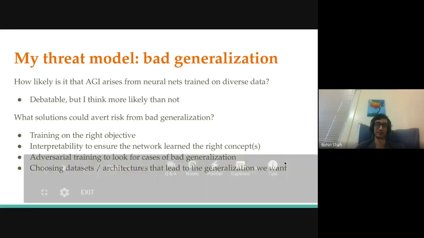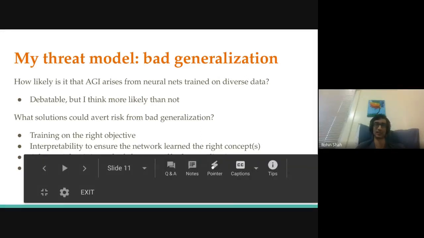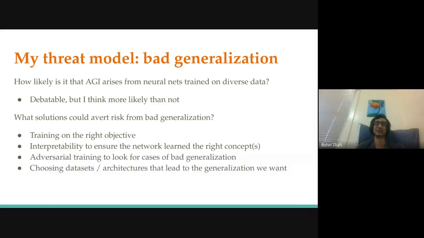Similarly, we can do adversarial training, where we train an adversary, which could be a team of humans or a neural network or something else, to peer into the model that we've trained, the AGI, and look for hypothetical scenarios where the agent would do something that we didn't like. And then if it finds such cases, we can train the AGI on those cases to not do the bad thing. And that would hopefully prevent it from generalizing in that particular bad way.